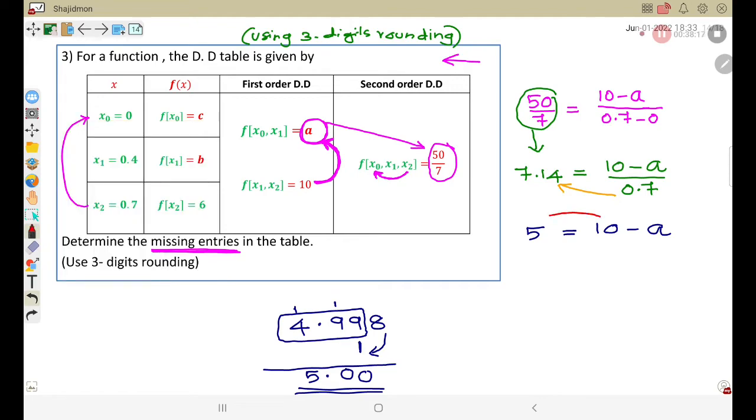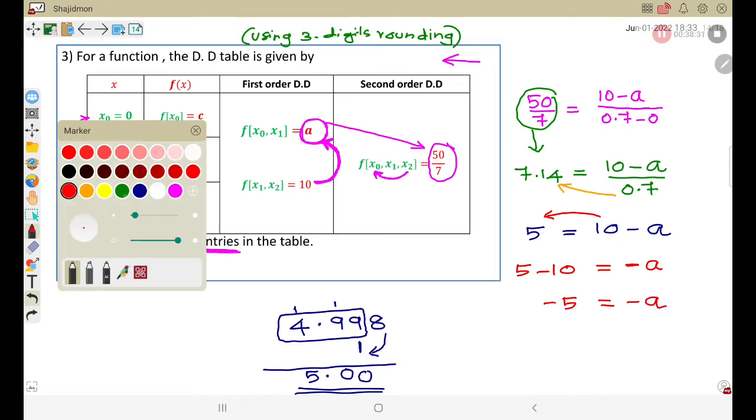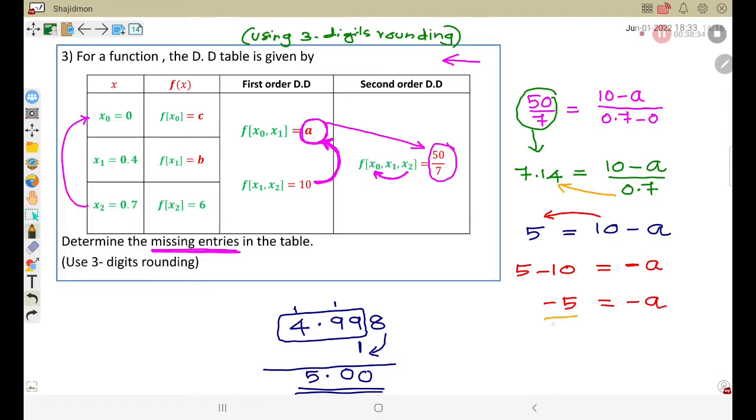Now what we do, you see, 10 minus 10 take to left side. So 5 minus 10 equals minus a. Don't forget to write that minus a. So 5 minus 10 means minus 5. Minus 5 equals minus a, correct? Both sides you can divide by minus 1. You will get a number. What will be the a number we are getting? a equals 5. Okay, so first number we got, a equals 5 here.